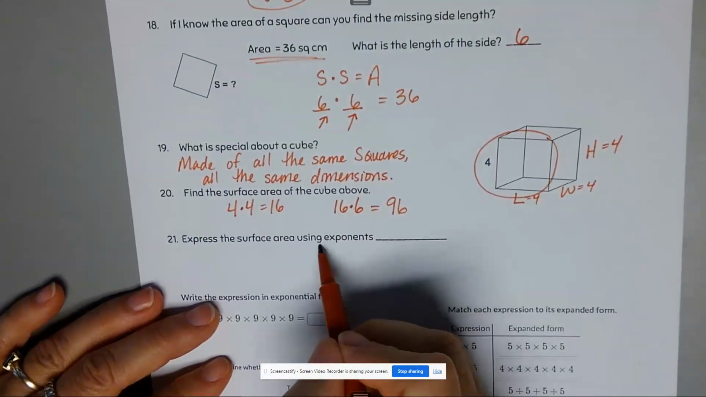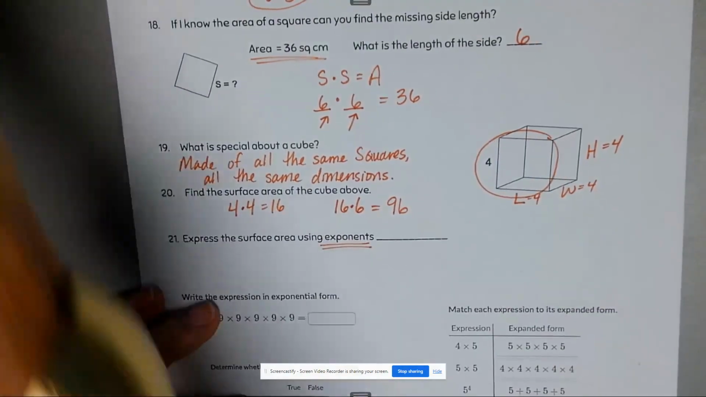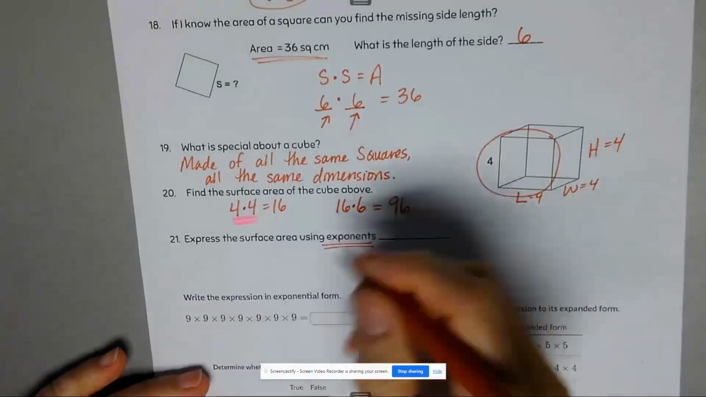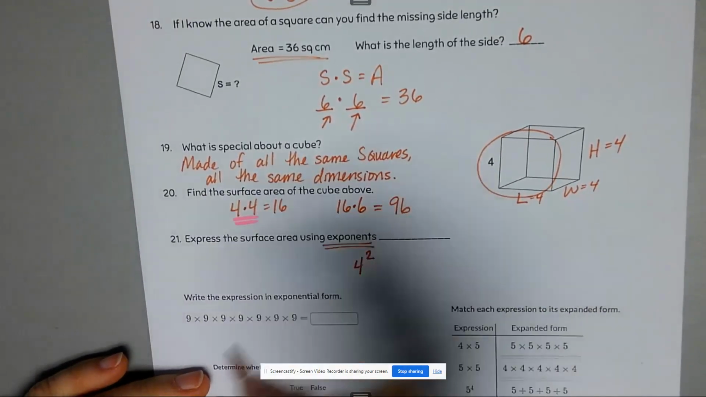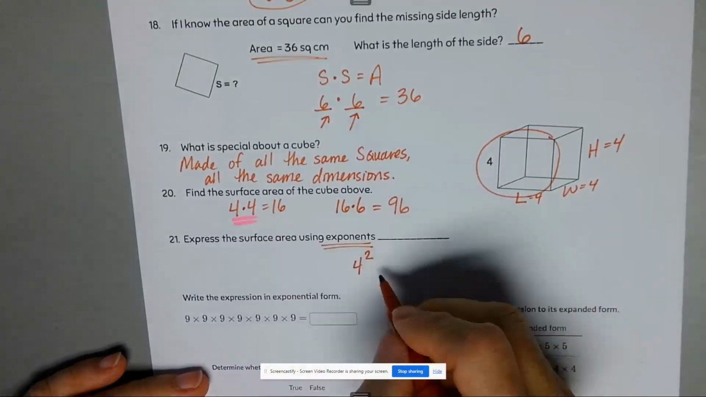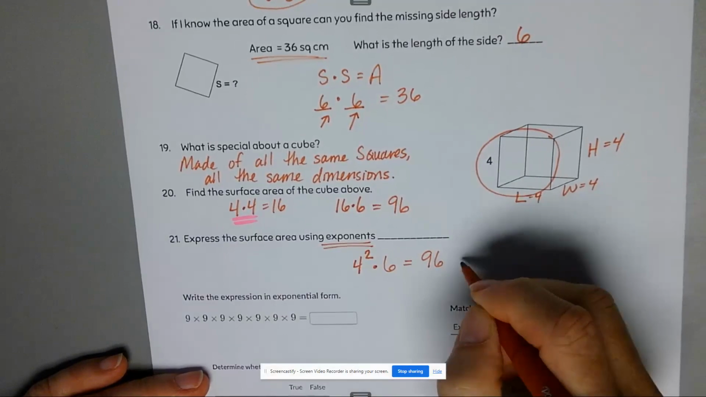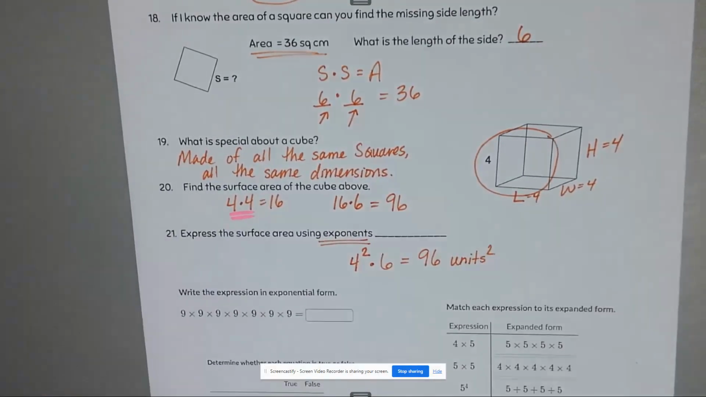How would I do that using exponents? Well, remember, exponents are showing repeated multiplication. So this right here is my repeated multiplication. So I would have 4 to the second power, because there's 2 4s, and then I'm multiplying it times 6. So that equals 96 units squared, because it's still area.